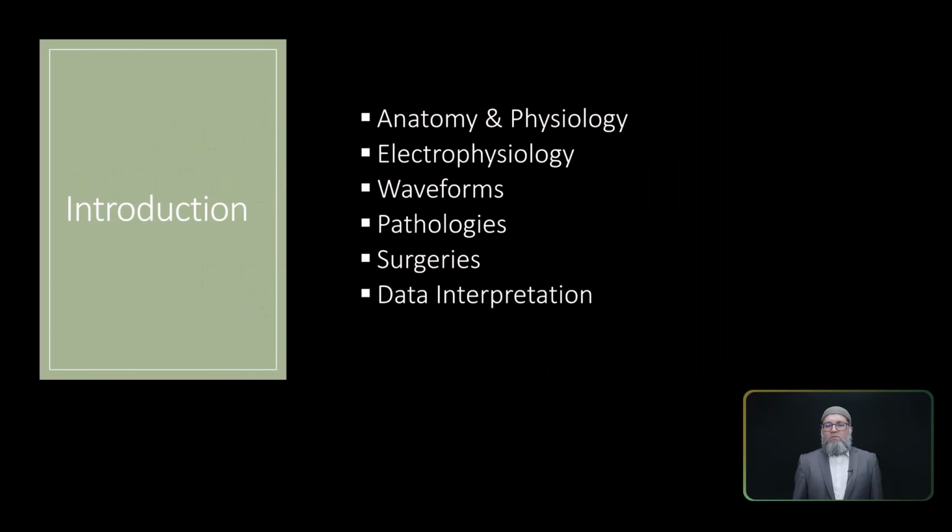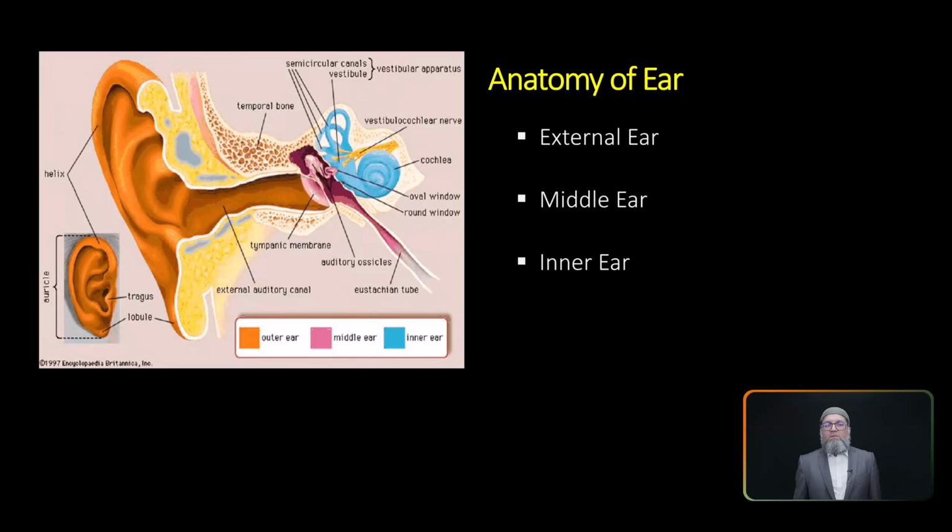So what we are going to do is talk about anatomy and physiology, the electrophysiology, the waveform morphology, pathologies that affect our signals, different types of surgical procedures where we can use the auditory evoked potential, and data interpretation. Auditory evoked potentials are also used in clinical settings for diagnostic purposes for hearing loss, but we are not going to focus on that. We are just focusing on the intraoperative application.